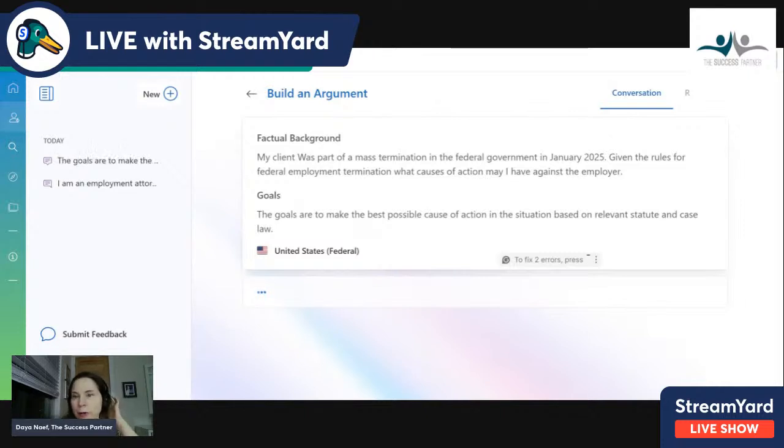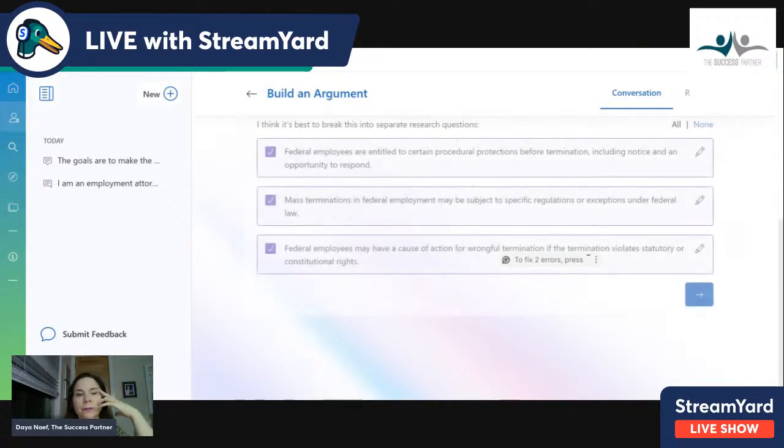All right, so it's incredibly broad. I don't expect it to get anywhere close to being right. I'm not an employment lawyer, so I wouldn't be able to tell you if it was right or not. Just using this as an example.